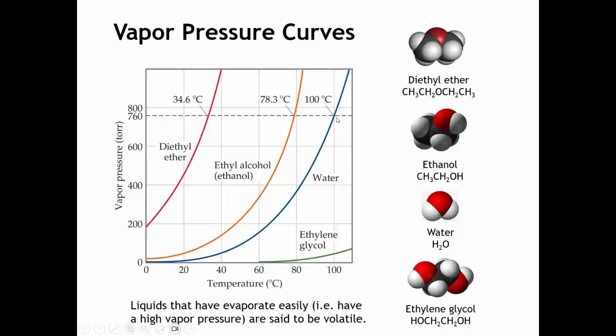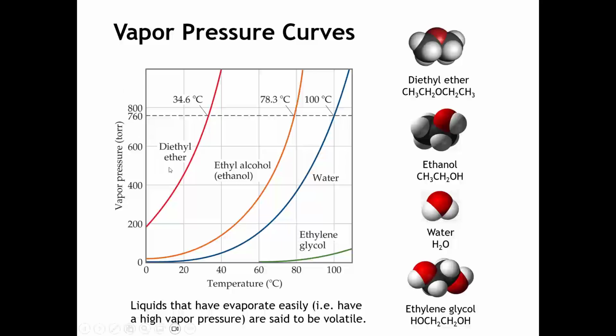We can also see that if we look at the curve for water, when we get to 100 degrees C, right, what is that? That's the boiling point of water. The vapor pressure becomes equal to 760 torr, which is 1 atmosphere. So at the boiling point, the vapor pressure is going to equal the external pressure, and then we will get a transition, boiling, into the vapor phase.